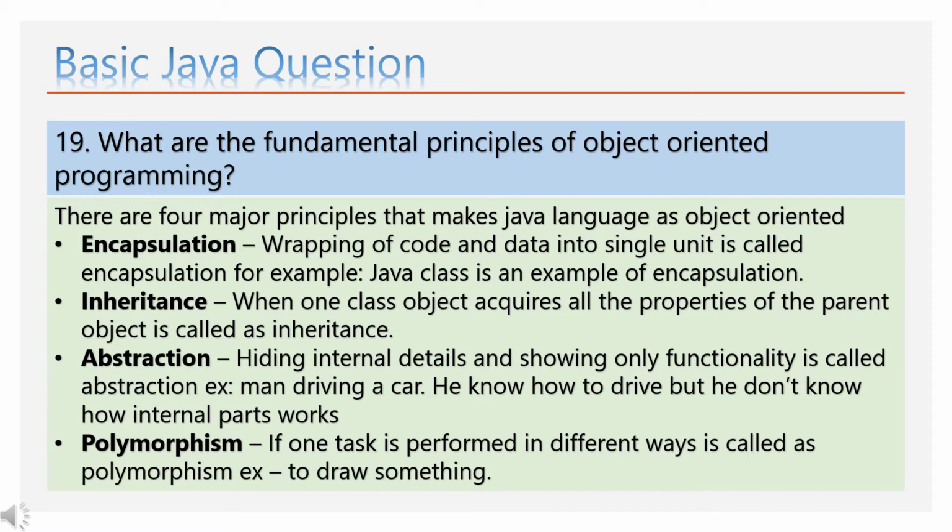Polymorphism. If one task is performed in different ways, it is called polymorphism. For example, to draw something.